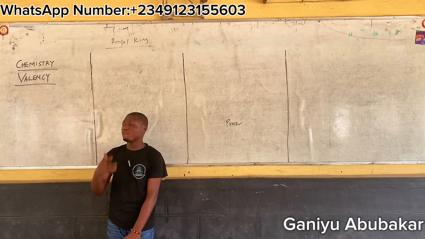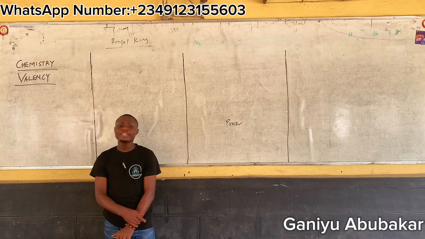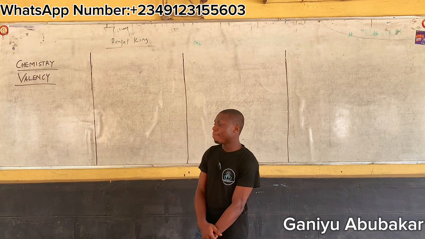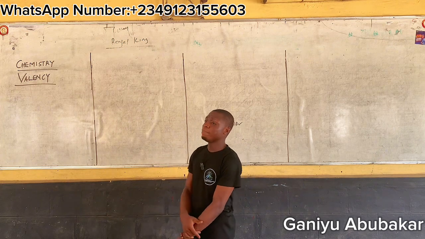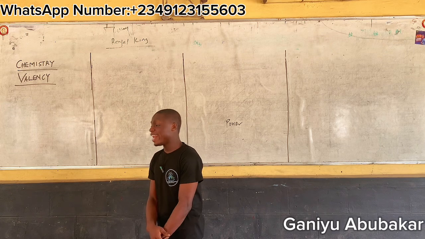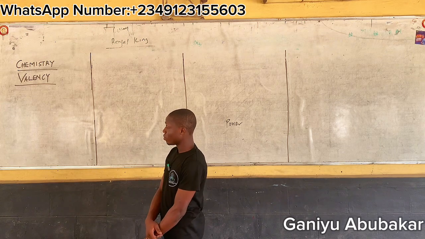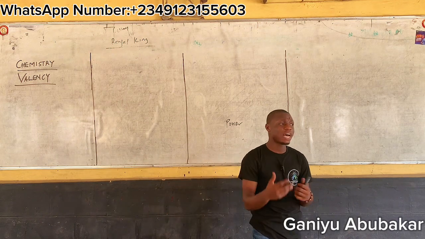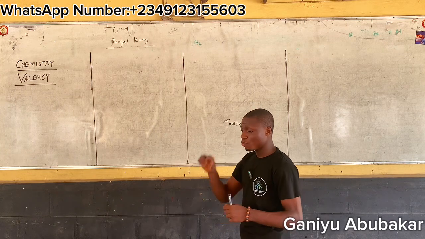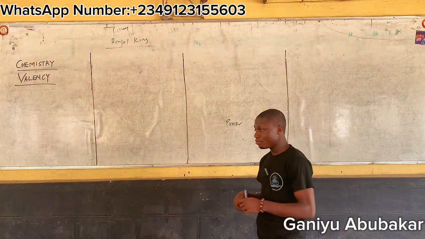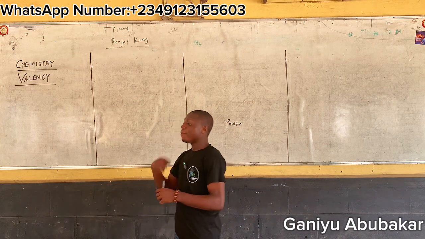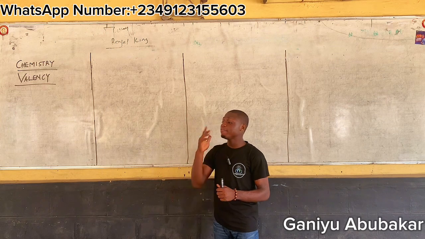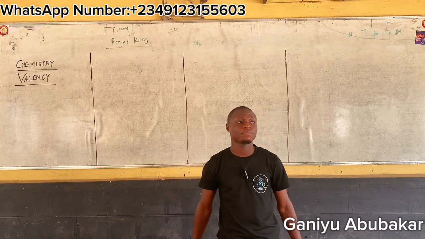By duplex configuration, we mean it must have two valence electrons. By duplex configuration, we mean it must have two valence what there? Electron. Are we there? By octet configuration, we mean it must have 8 valence electrons.